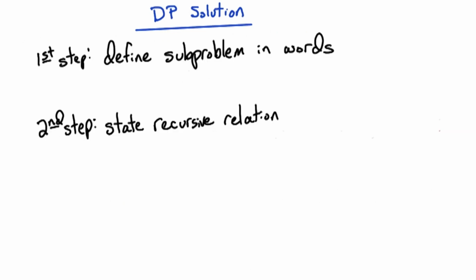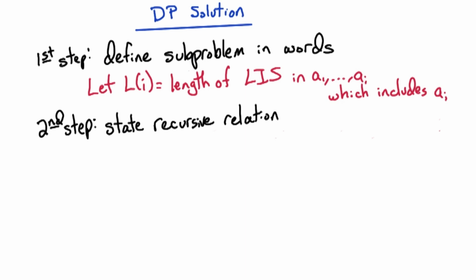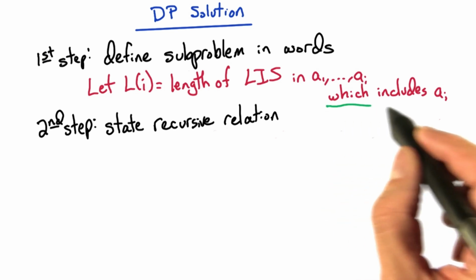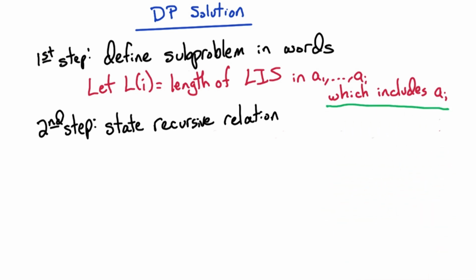We now have our new subproblem formulation. Let L of I denote the length of the longest increasing subsequence on the first I elements of the input array, A1 through AI, and which includes AI itself. This is the extra restriction that we added into our subproblem formulation. Okay? It requires that AI is included in the subsequences that you consider. Now, it'll be straightforward to express a recurrence which formulates L of I in terms of L1 through Li-1. Let's go back and look at our earlier example, and now we'll see the straightforward recurrence that arises.